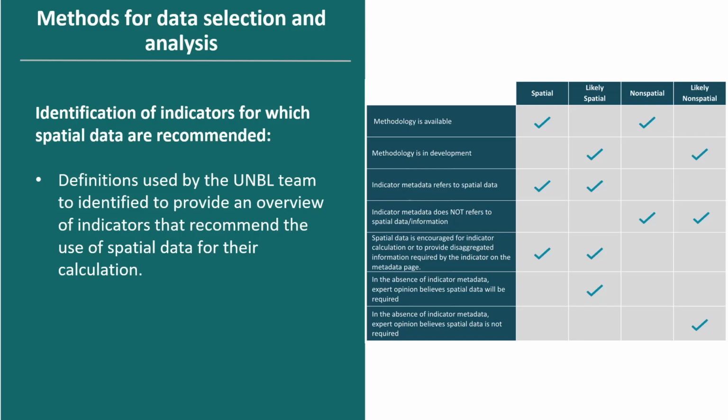Next, we conducted an analysis of the indicator metadata to identify indicators that recommend the use of spatial data for their calculation. We identified 4 types of indicators within the monitoring framework. These 4 types are special, likely special, non-special, and likely non-special.